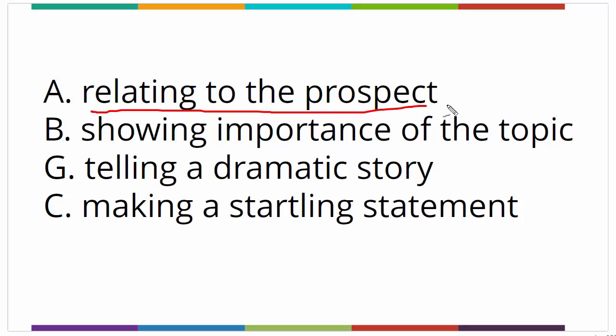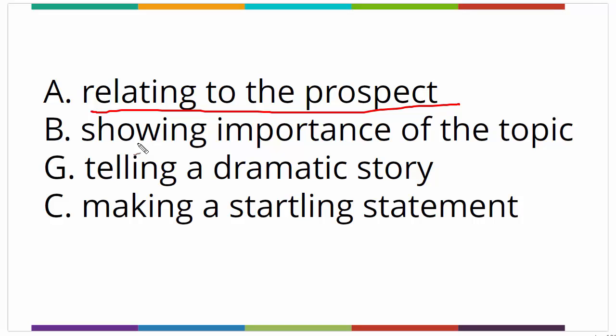Here we have relating to the prospect. Relating to the prospect means that you need to show in some way how you and the prospect are the same, how both of you have some kind of common concern. Somewhere you want to be able to relate to the prospect. Maybe you're in the same group. Maybe you're from the same country. Maybe they're the same ethnicity. Whatever the solution or the problem is, you want to somehow show that you and the prospect are the same.